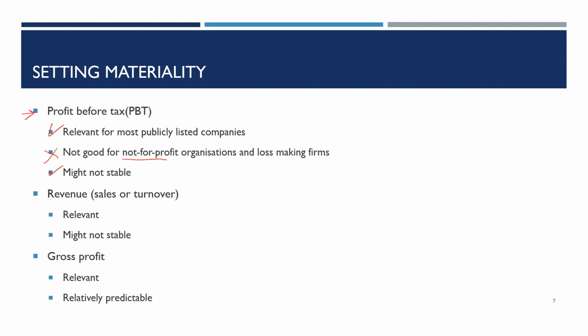Revenue can be relevant to a lot of firms because most of the firms want to increase their sales. But the main problem is it can fluctuate a lot depending on the business, especially when it is a seasonal business. The next one is gross profit, which is definitely relevant. It is relatively predictable as well because the percentage change in cost of goods sold and percentage in revenue trend tends to be fairly consistent.